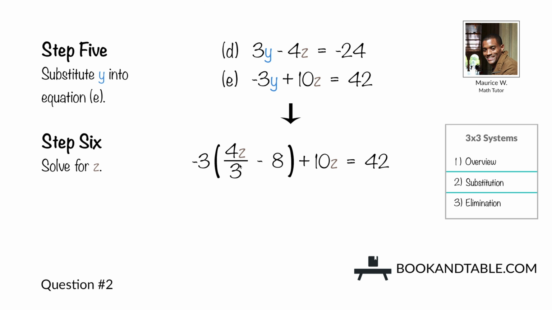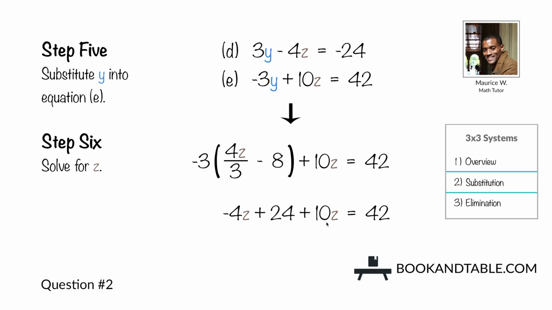So when we plug 4/3 z minus 8 in for y, we get negative 3 times 4/3 z minus 8 plus 10z is equal to 42. And now we distribute the negative 3. The negative 3 and the positive 3 cancel each other out to give us negative 1. Negative 3 divided by 3. So we get negative 1 times 4z, which is negative 4z. Negative 3 times negative 8 is positive 24. Plus 10z is equal to 42.